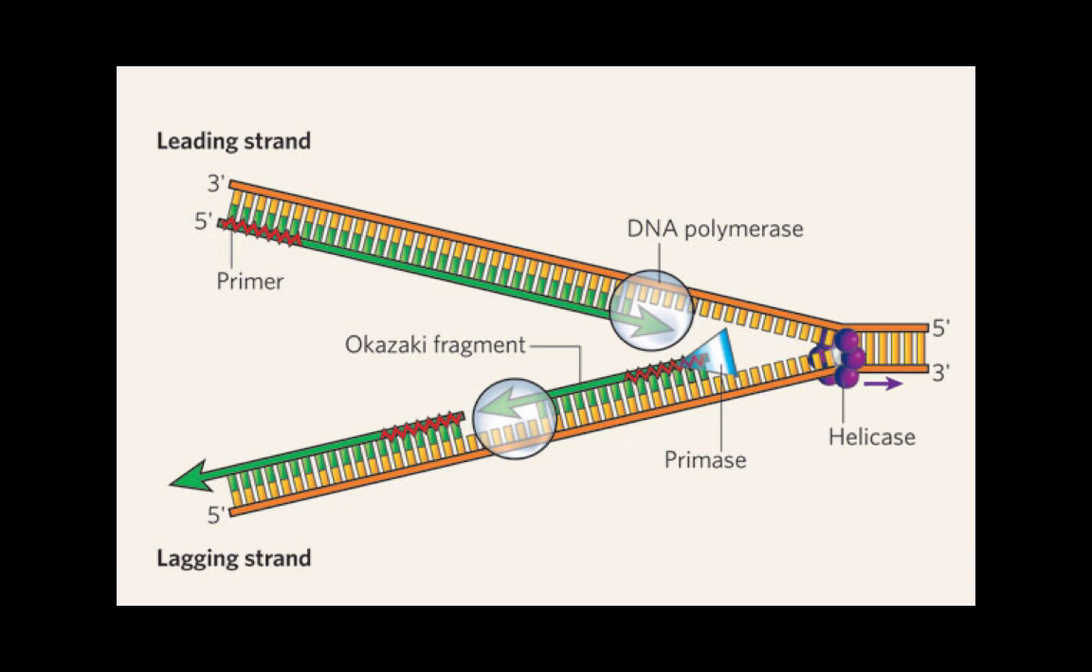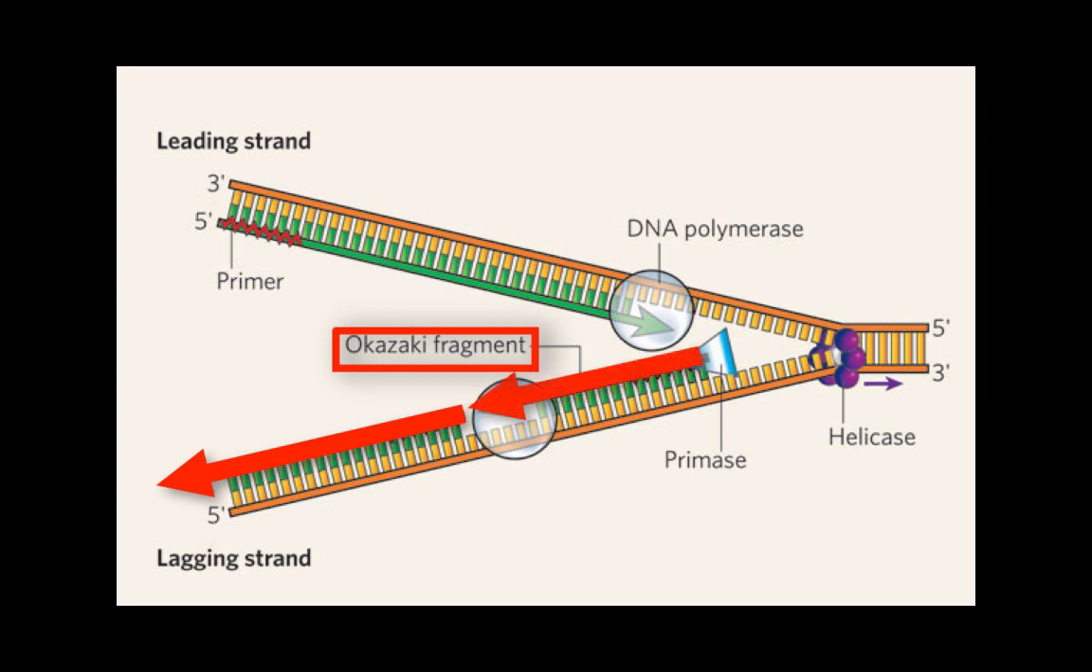So the strand that continuously exposes the 5' end can grow continuously. We call this the leading strand. The second strand is called the lagging strand and will continue to expose its 3' end, so it must be copied in short sections called Okazaki fragments.